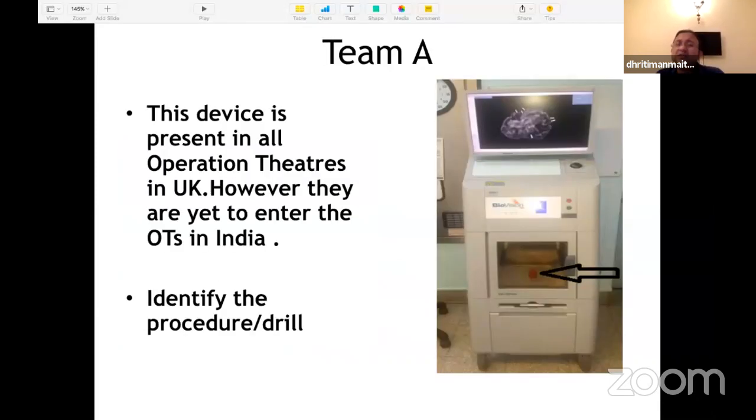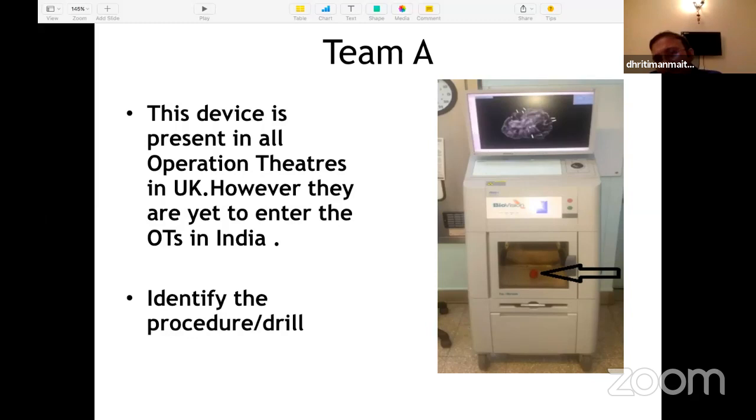The device is present in all operation theaters in the United Kingdom. However, they are yet to enter the OTs in India. See the entire picture and identify the procedure or drill or whatever. What is being done here? You can see a screen, you can see an area where an arrow is pointing, where something is kept.